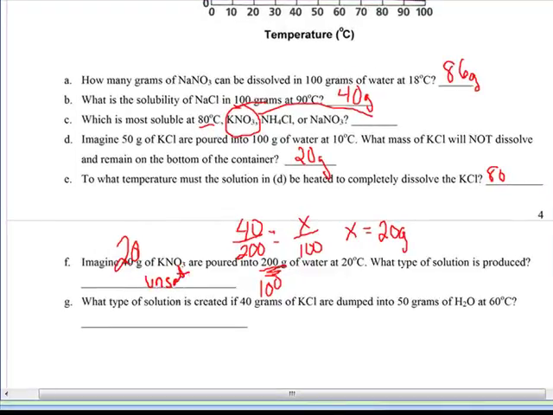Unsaturated. And then it says, what type of solution is created if 40 grams of KCl are dumped in 50 grams of water? So again, we have a little issue because this is saying that we've got 40 grams of solute in 50 grams of water, but yet our curve is based on 100 grams of water. So we're going to say 50 goes in 100 twice, 40 goes into X, X is 80 twice. Okay? So now we're going to look for 80 grams in 100 milliliters of water at 60 degrees.